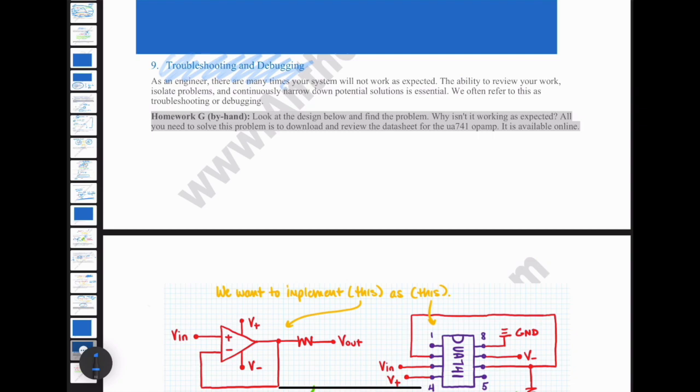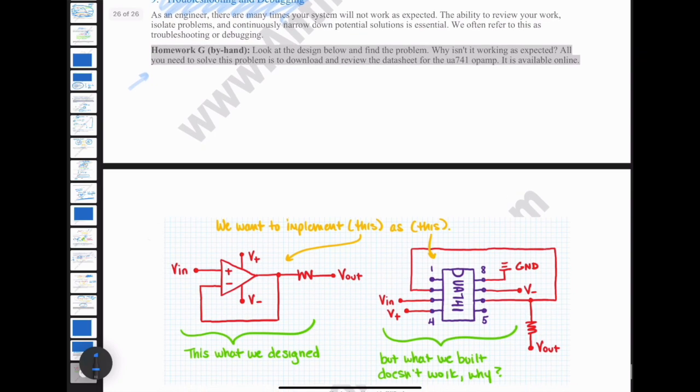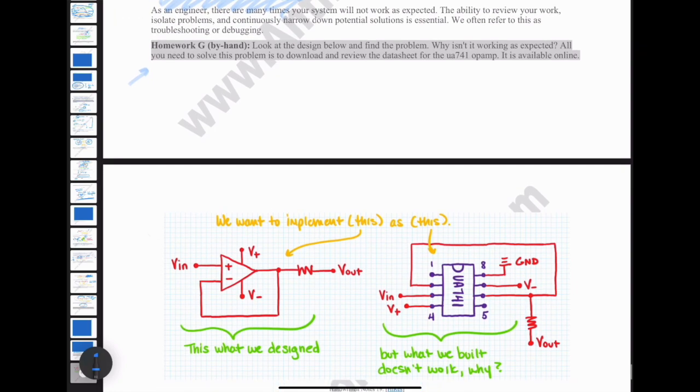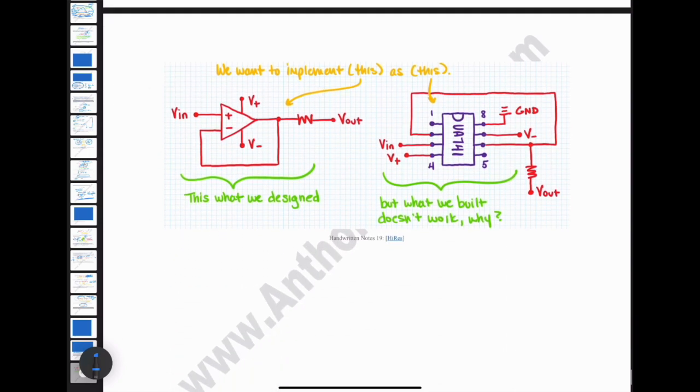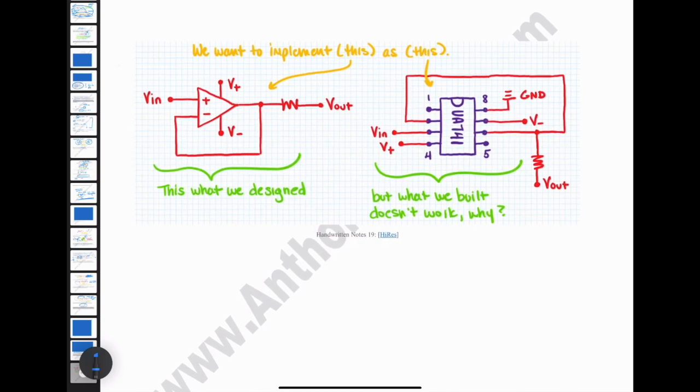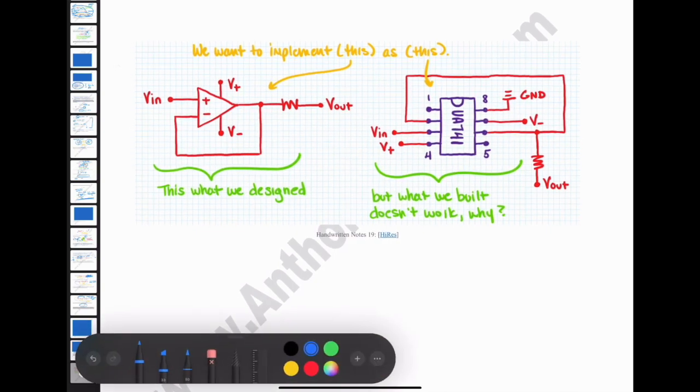So what I've included here is just a pretty basic homework problem, which I'm going to end with. What I'd like for all of you to do is to take a look at the design below and figure out what the problem is. Why isn't this working as expected? All you need to solve this problem is to download and review the data sheet for the UA741 op-amp. It's available online. And so let's see how to complete this homework problem.